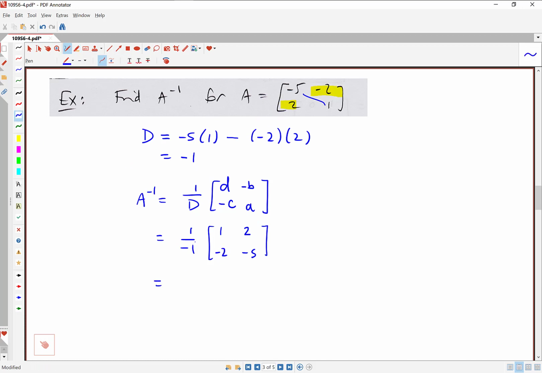and this 2 here is going to become a -2. We could leave it like that, or we could say 1 over -1 is the same thing as -1. Then we could multiply that -1 all the way through the matrix, and that would give us -1, -2, +2, 5, and that's our A inverse.